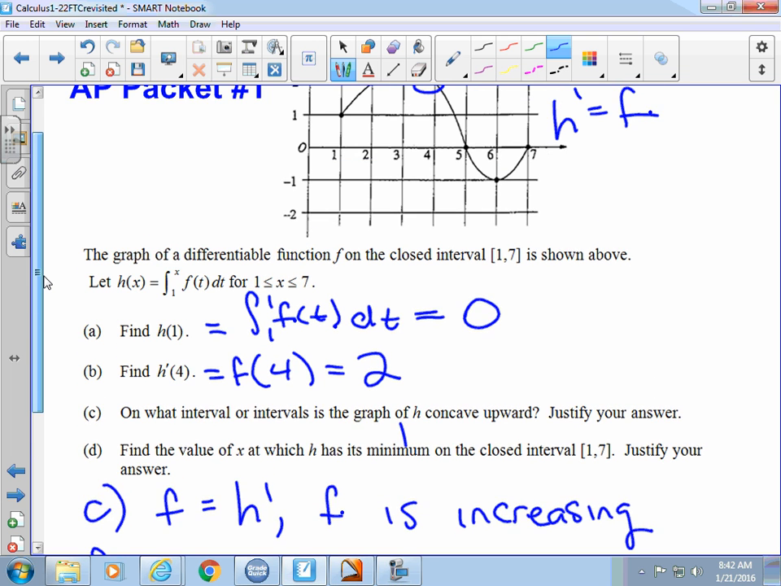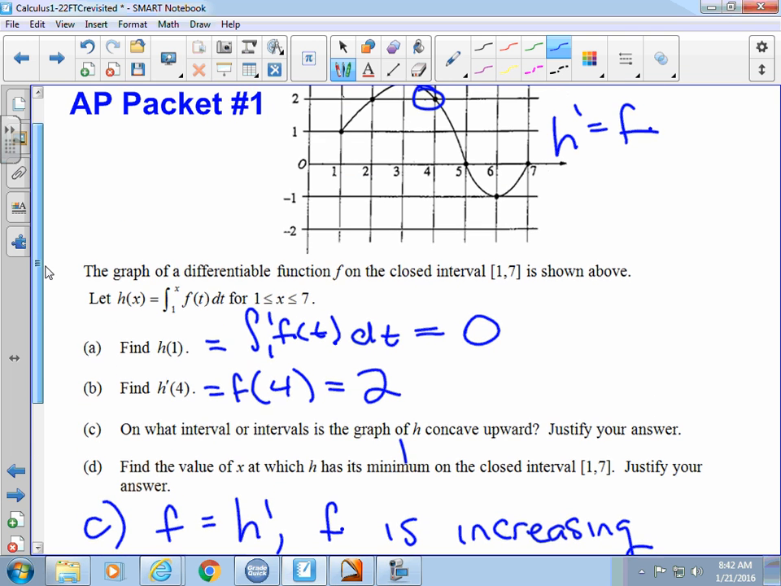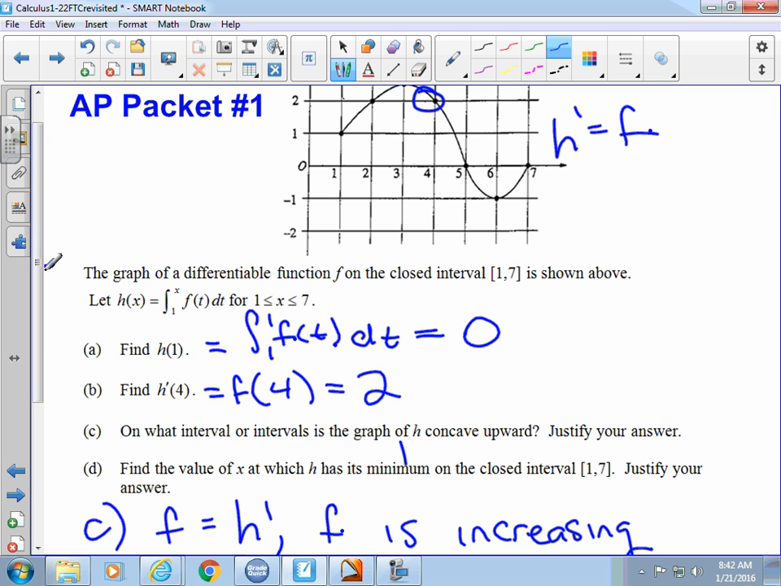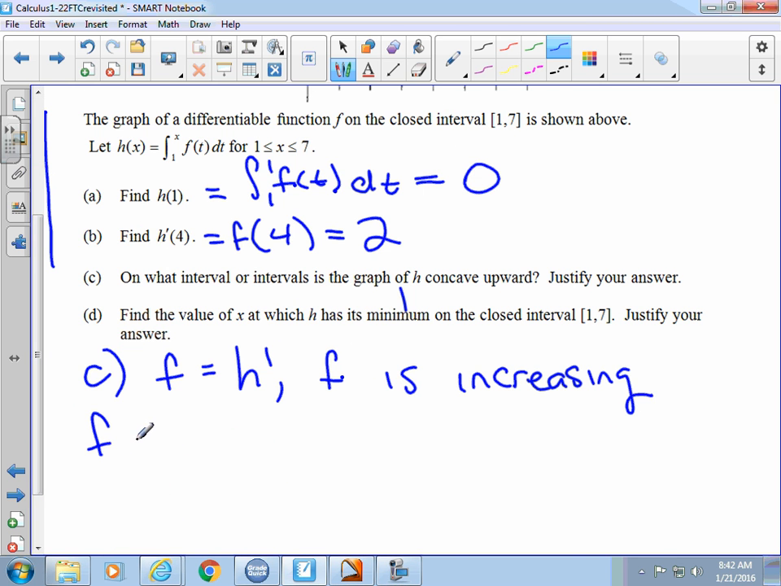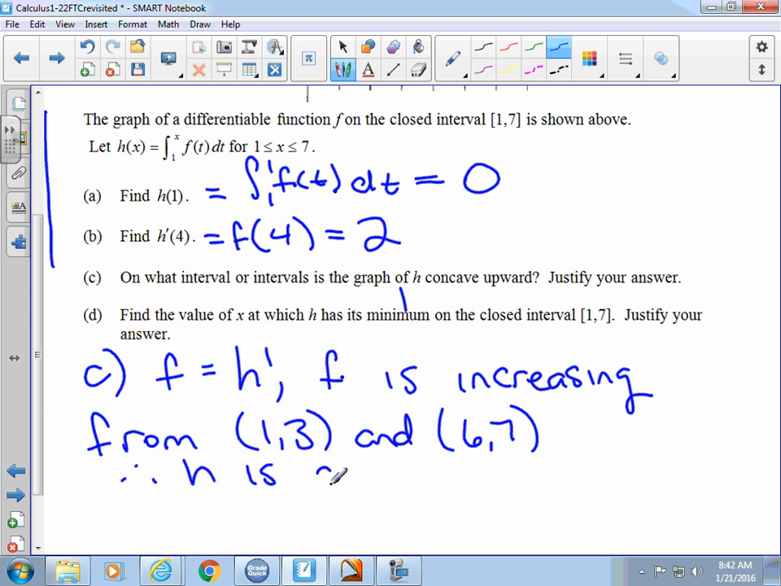From 1 to 3, and from 6 to 7. All right. Therefore, h is concave up on those intervals.